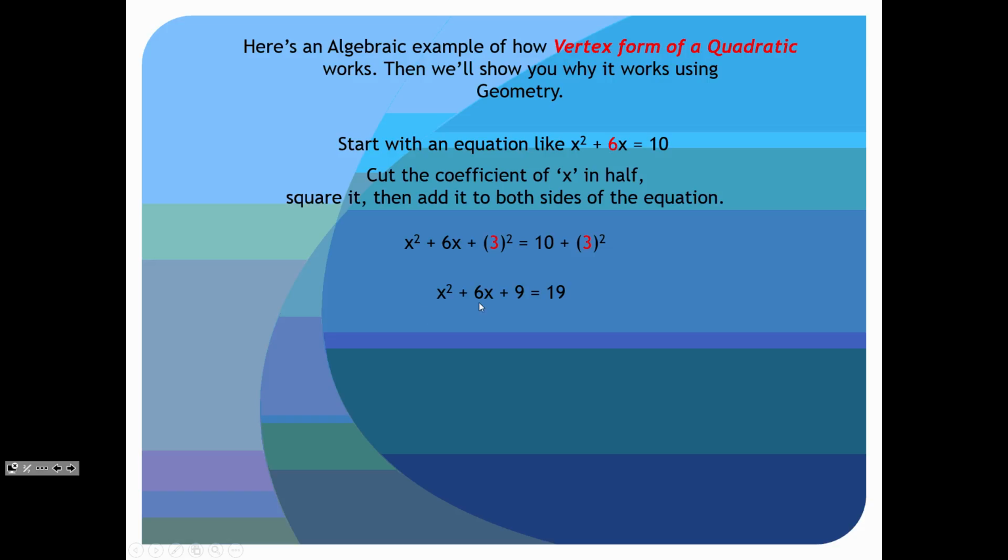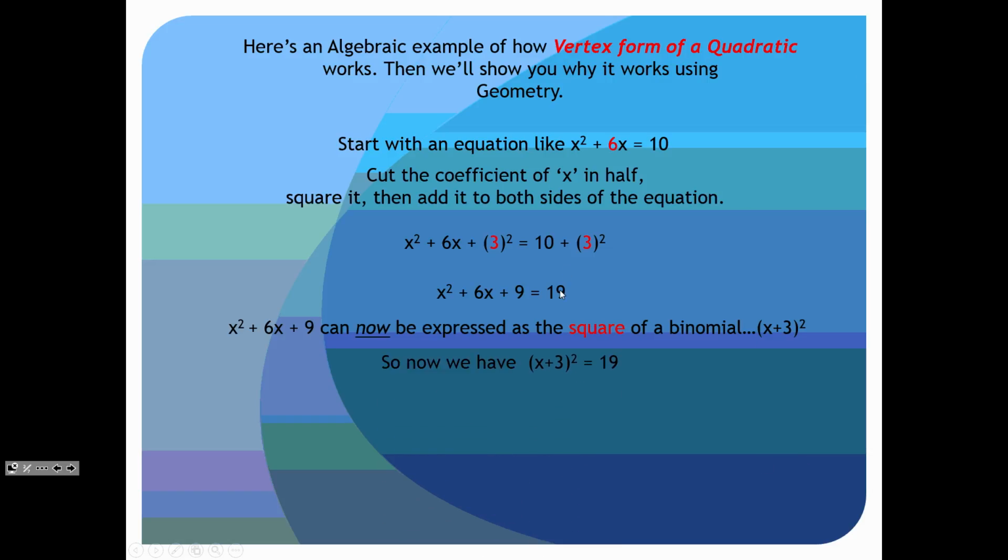What does it look like? It looks like x squared plus 6x plus 9 equals 19. Now, it can be expressed as a square of a binomial. When we factor this, the x squared plus 6x plus 9, it factors into x plus 3 squared. That's why we call it a square. This is going to end up doing completing the square, but we're getting to vertex form first.